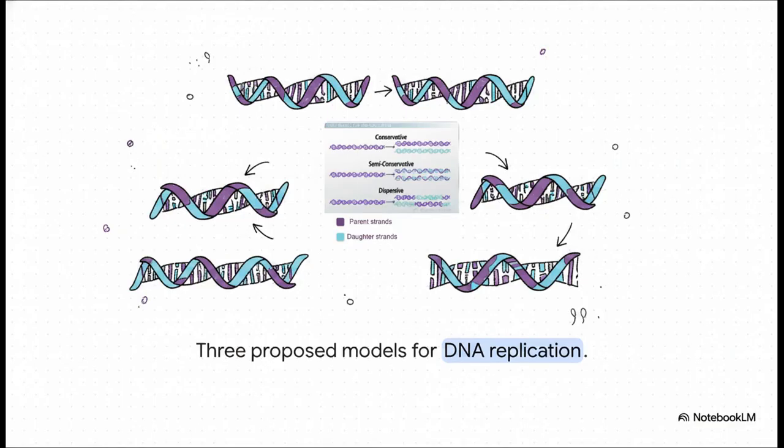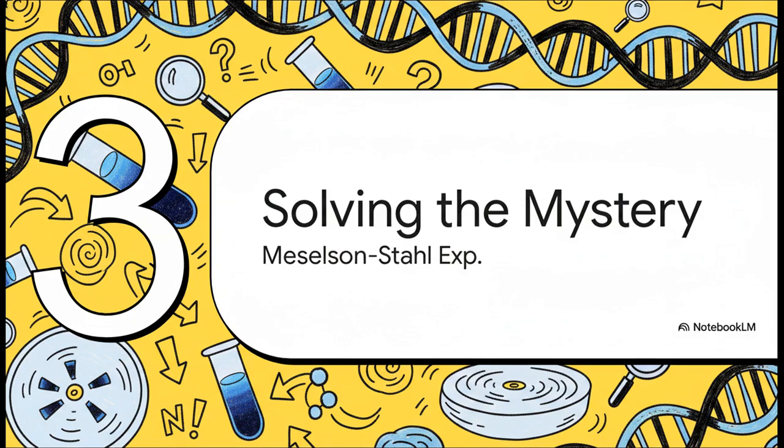Now, what's really interesting here is how visually distinct the 3 competing theories of the time were. Look closely at the parent strands in purple and the newly built daughter strands in light blue. The conservative model up top suggested the original DNA somehow stayed completely intact, just magically generating an entirely new double helix. Then, the semi-conservative model in the middle argued that the strands actually split, meaning each new molecule would have one old purple strand and one new blue strand. And finally, the dispersive model on the bottom? That one proposed a messy, interspersed patchwork of old and new DNA along both strands. So, which one was it? Let's uncover that in section 3, solving the DNA mystery.